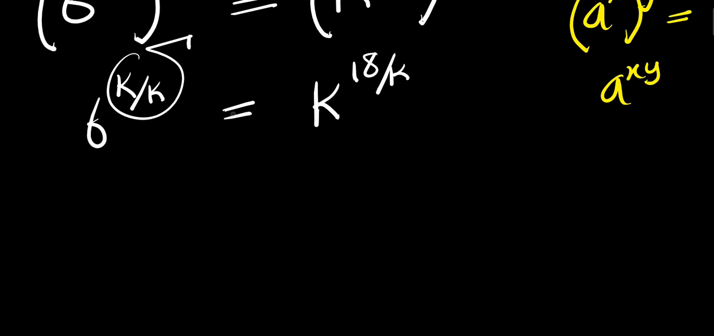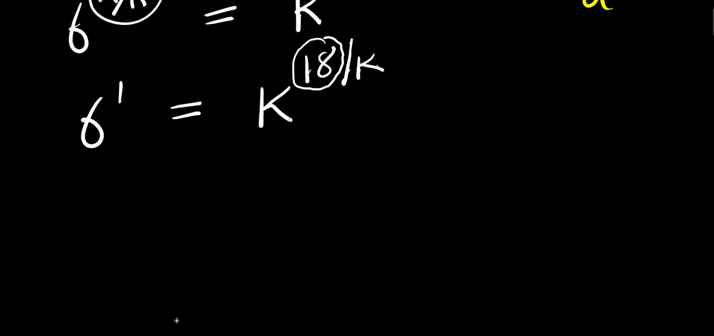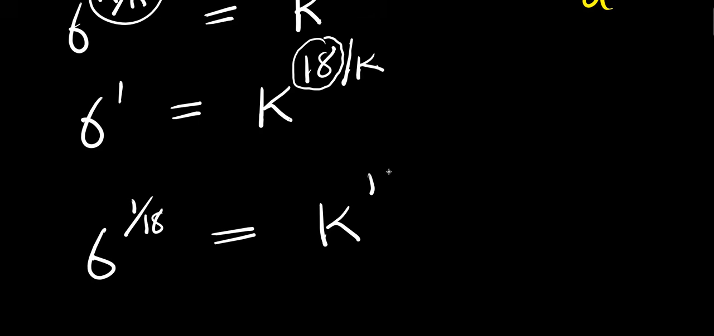k divided by k is 1. So we have 6 power 1 equals k power 18 divided by k. Now, the next step will be for us to also eliminate this 18. To achieve that, we multiply the exponent by 1 over 18. So we have 6 power 1 over 18 equals k to the power of 18, divided by k raised to the power of 1 over 18.